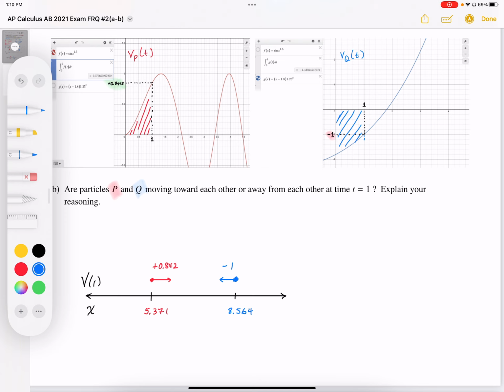So by looking at the diagram and their positions, you can see their relative position, because Q is to the right, in blue, and P is to the left, in red. We can see that because of their relative position and the direction of their velocities, they're moving towards each other. So using that diagram, we can show our reasoning behind this and just state that they are moving towards each other.